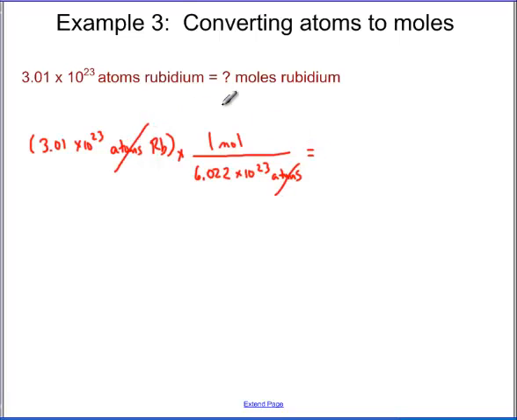Atoms cancel out. My answer is going to need 3 significant figures. So when I multiply this across and divide by Avogadro's number, I get a nice even number of 0.500 moles of rubidium. Remember, the zeros here are important because they add to the significance or the level of precision to that answer.